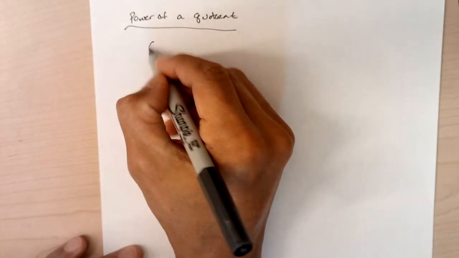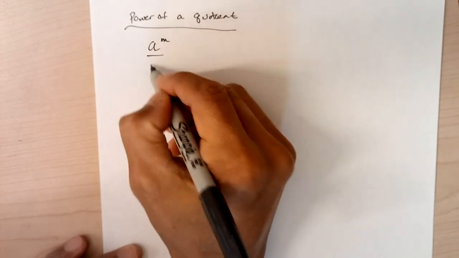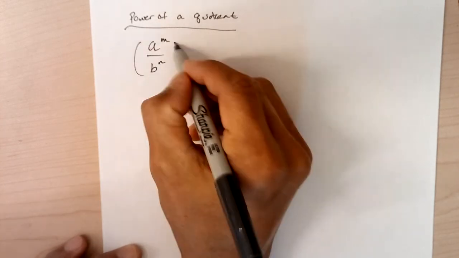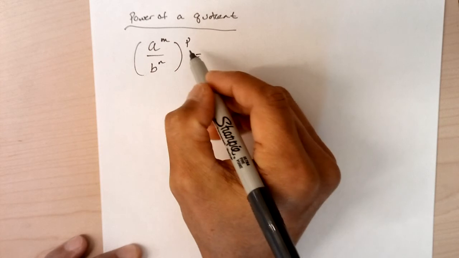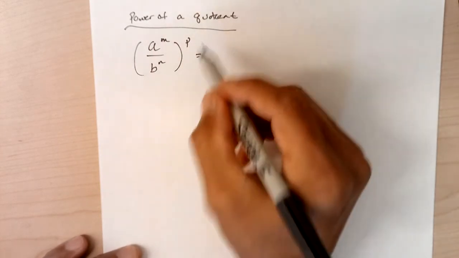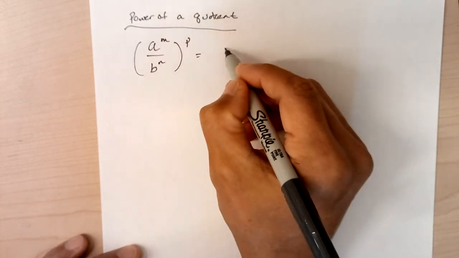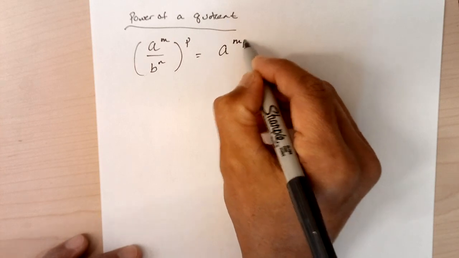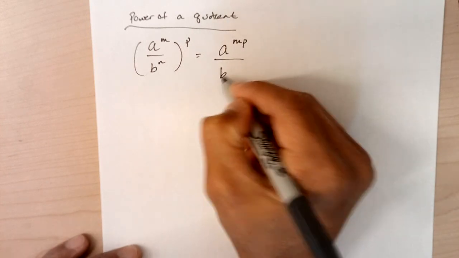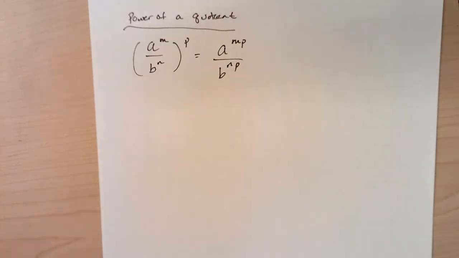And then just rewriting the power of a quotient property using variables, a to the m over b to the n, all raised to the p power. Your exponent's outside the parentheses, so multiply that by each exponent inside the parentheses. A to the mp over or divided by b to the np is what it would end up with for the power of a quotient property.